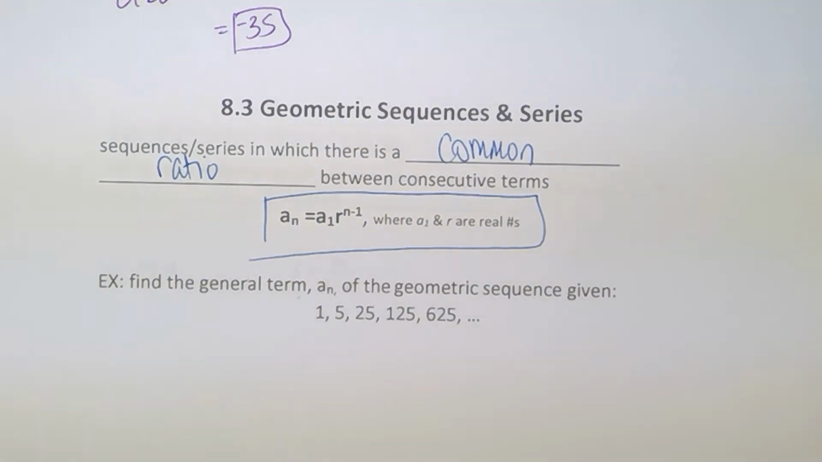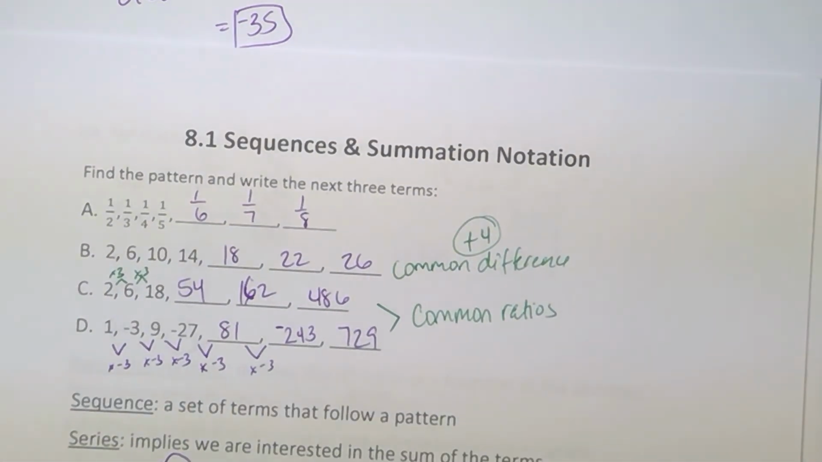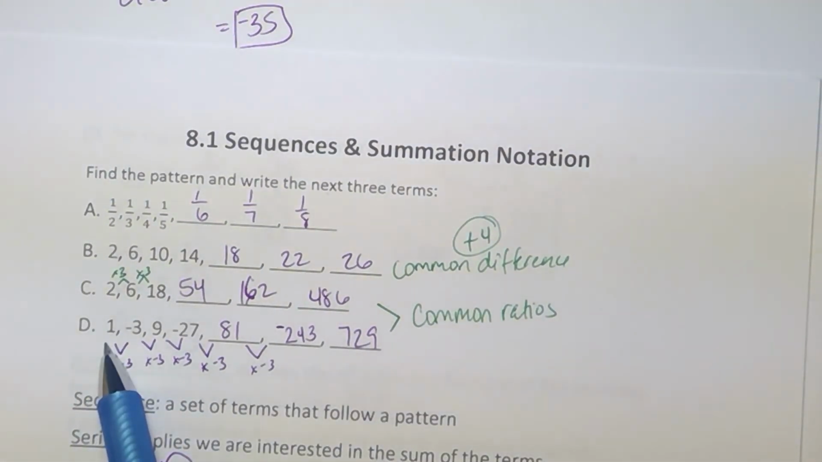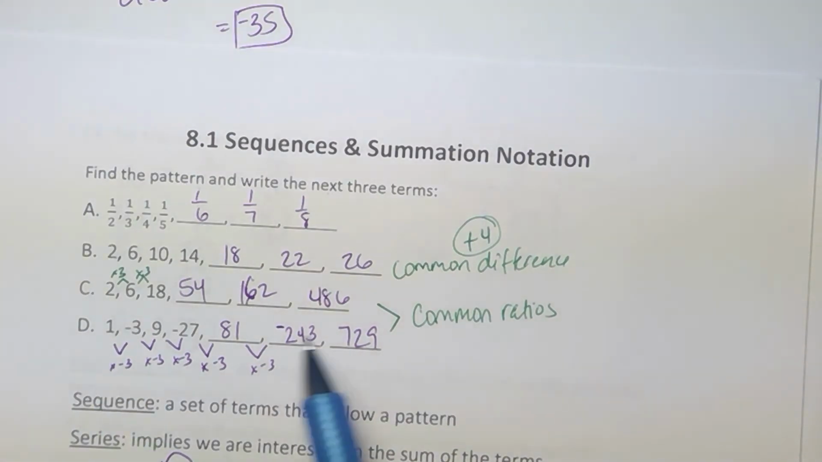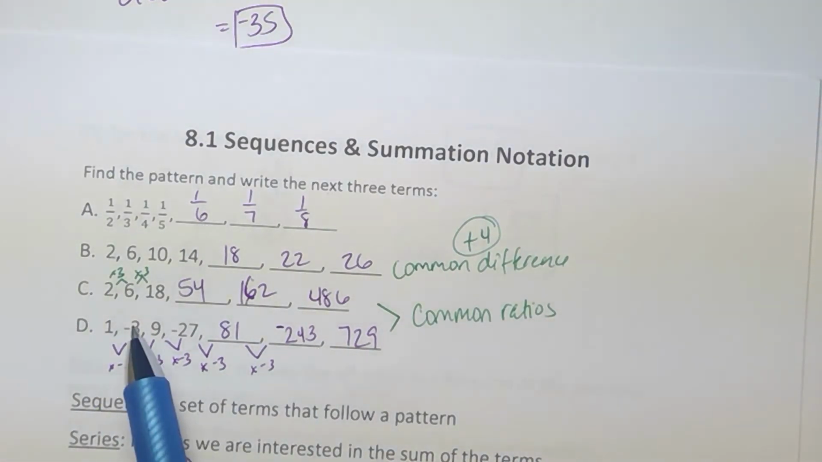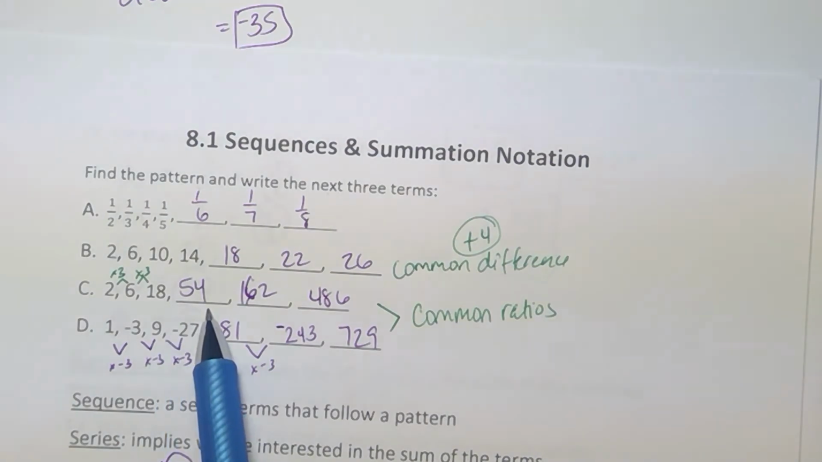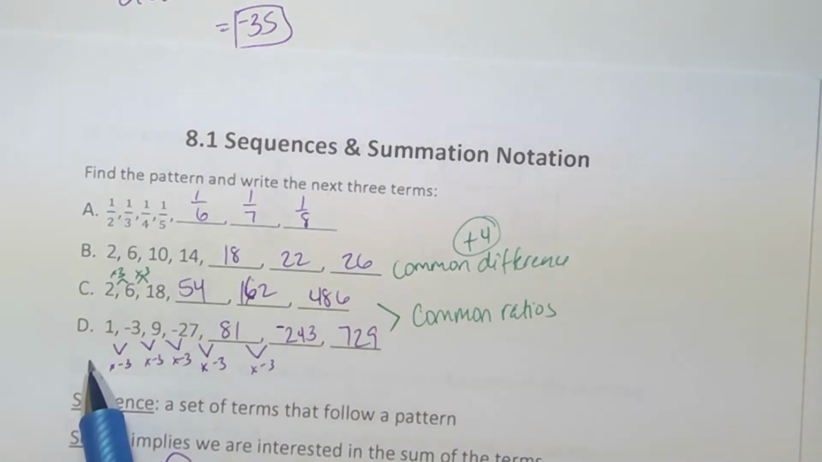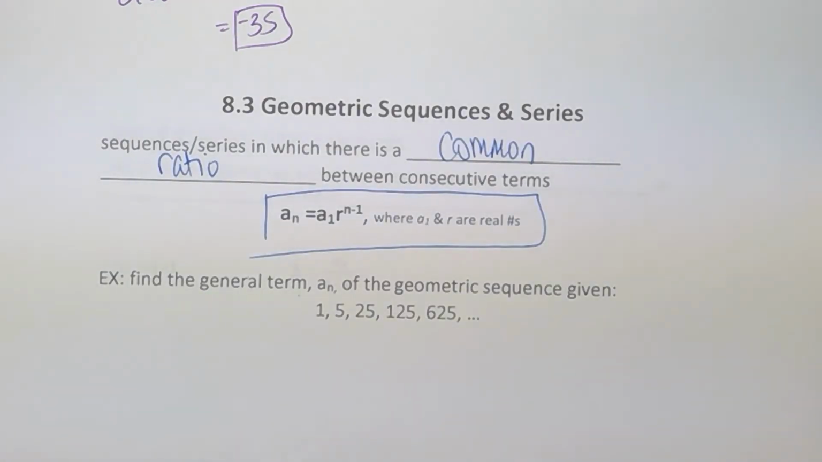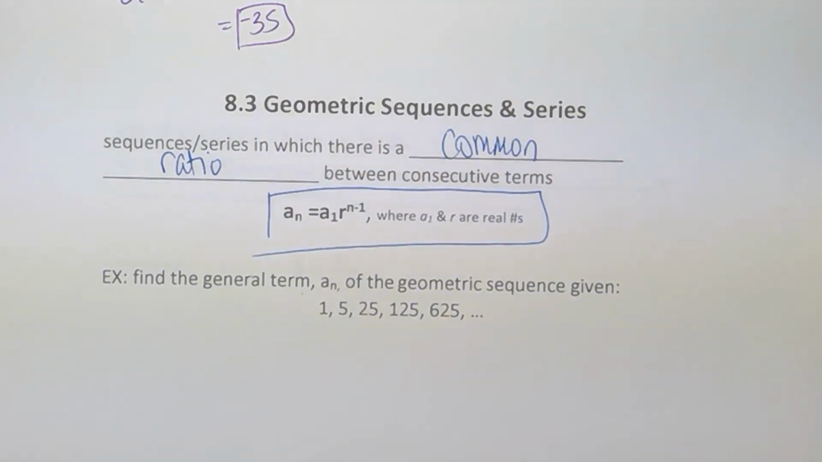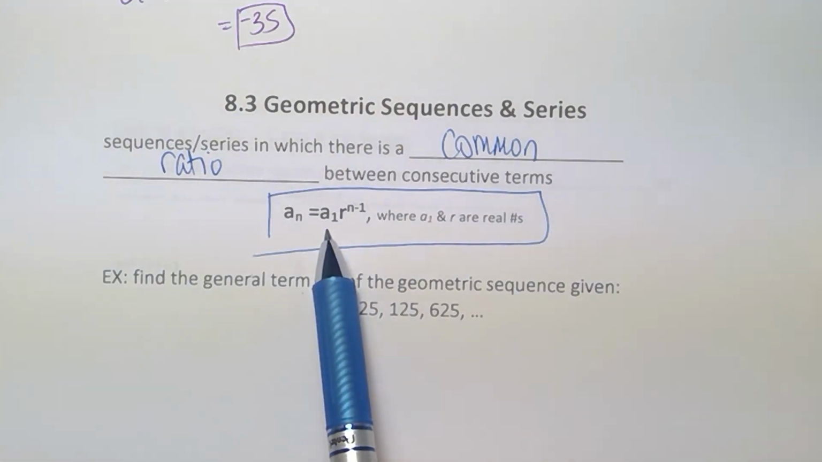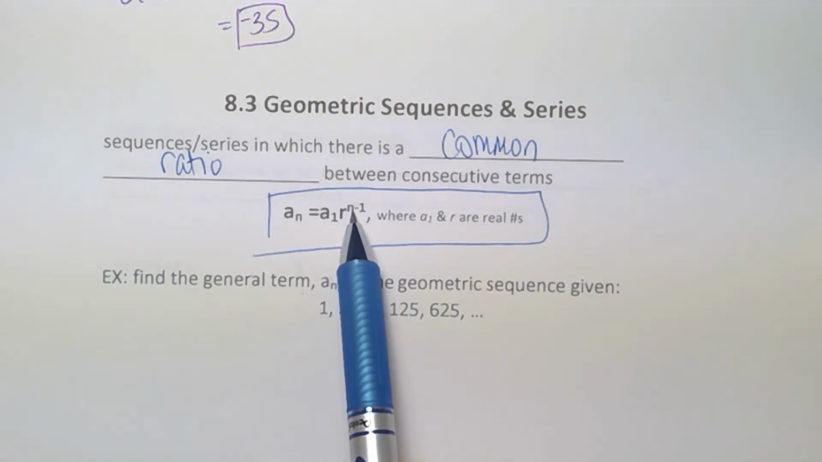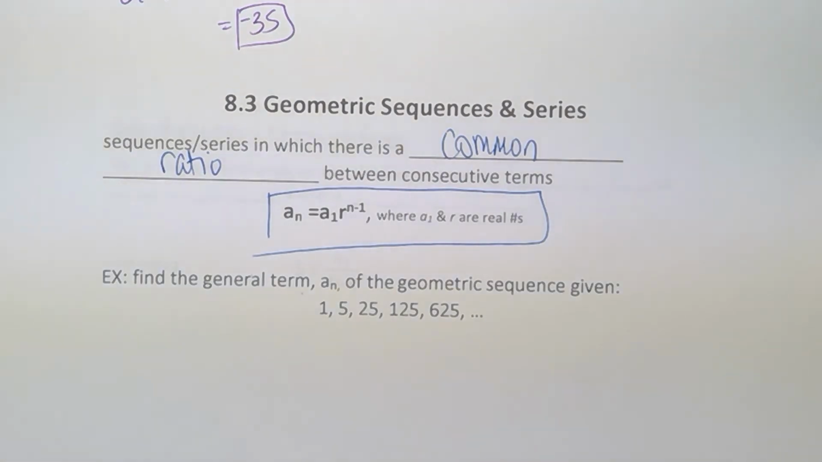If you look back to the very first page of notes, C and D were both geometric sequences because they had common ratios. The common ratio in C was a positive 3. I was multiplying times 3 to get the next term. And the common ratio in D was a negative 3. I was multiplying by negative 3 to get the next term. So we have the first term, a sub 1, times the common ratio to the n minus 1 power.